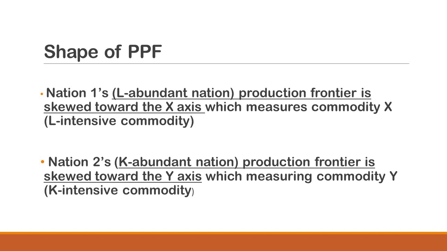That is, labor abundant nation's production frontier is skewed towards the X-axis which measures the labor intensive commodity, and capital abundant nation's production possibility frontier is skewed towards the Y-axis which measures the capital intensive commodity.